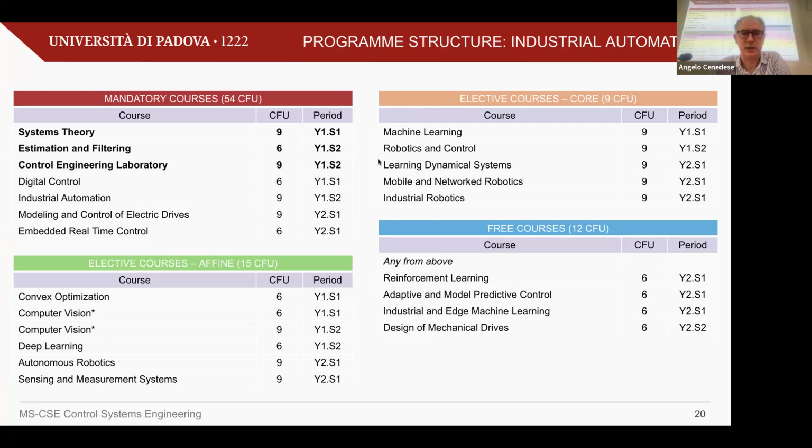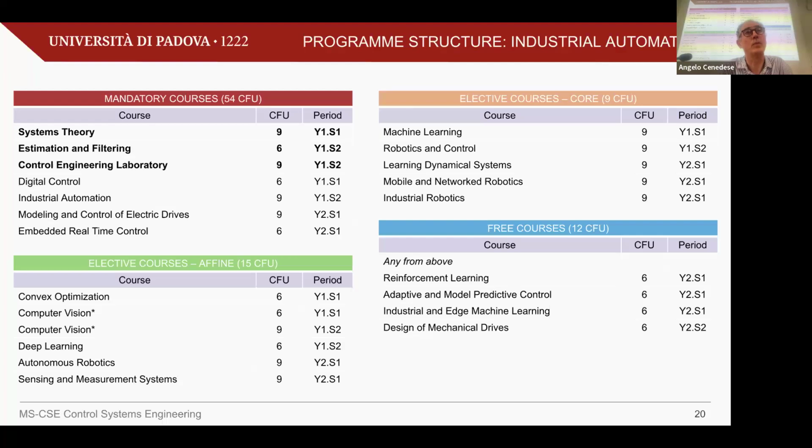You can also see that in this curriculum, we are offering many courses from the AI field: deep learning, machine learning, reinforcement learning. So these basic courses are quite important for us to be offered to you. And here I also stress the fact that we have this industrial and edge machine learning, that is a new course that is the adaptation of machine learning techniques to the specific, let's say, nature of industrial processes.